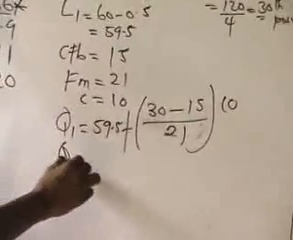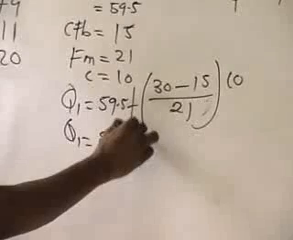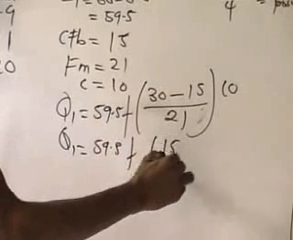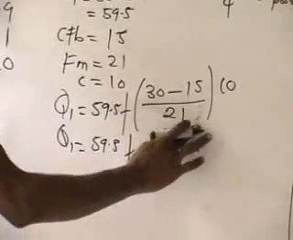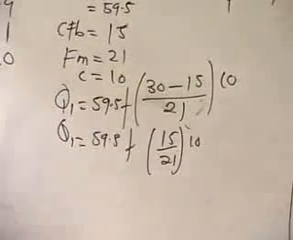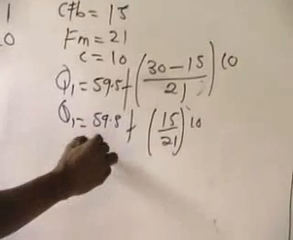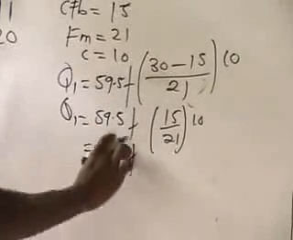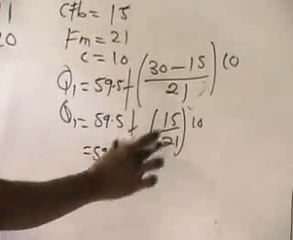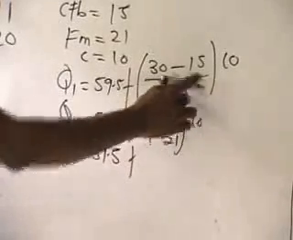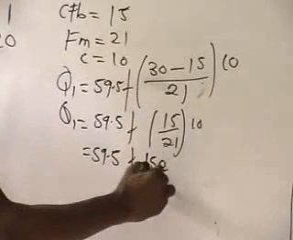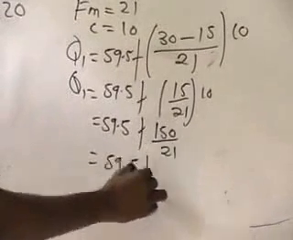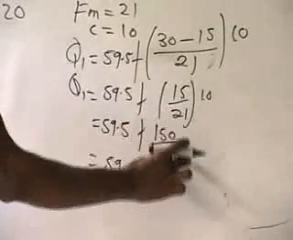So my Q1 now equals 59.5 plus 30 minus 15, which will give us 15, all over 21, bracket 10. That is 30 minus 15, that's 15. Then 10. So we now have 59.5 plus 15 times 10. 15 times 10 is 150, then over 21. So we're now going to get our answer: 59.5 plus 150 divided by 21.